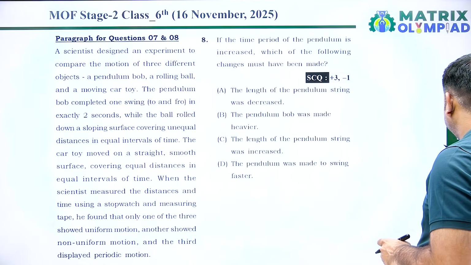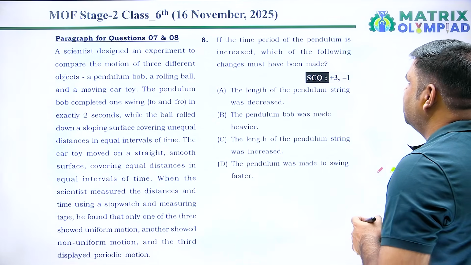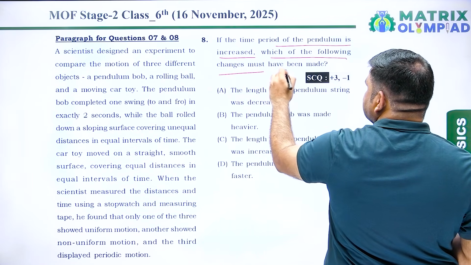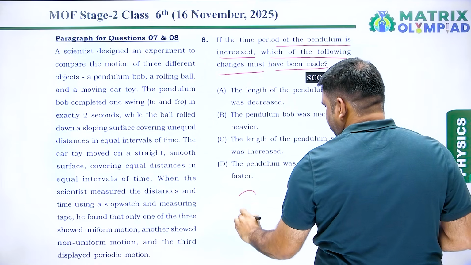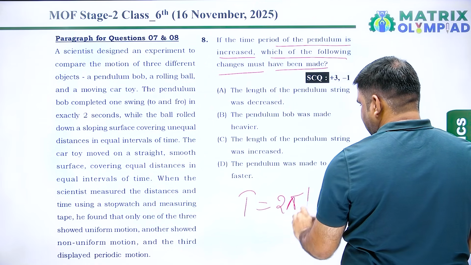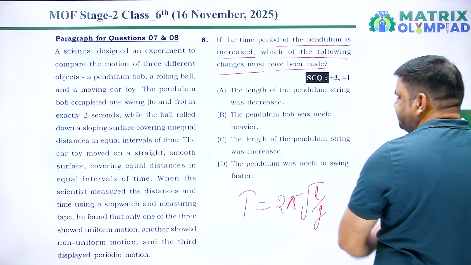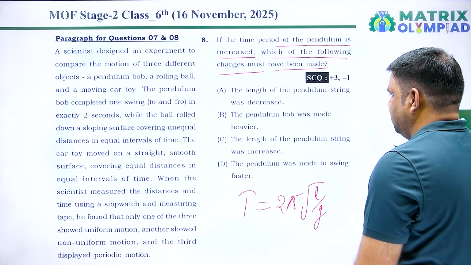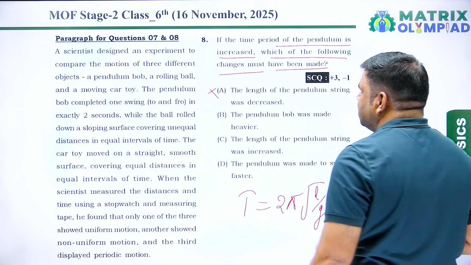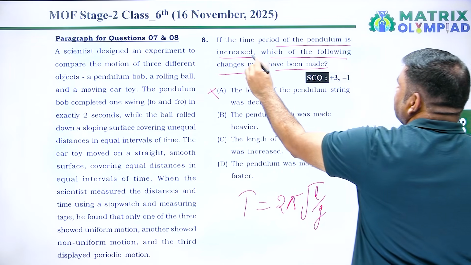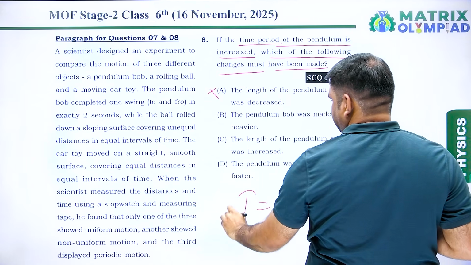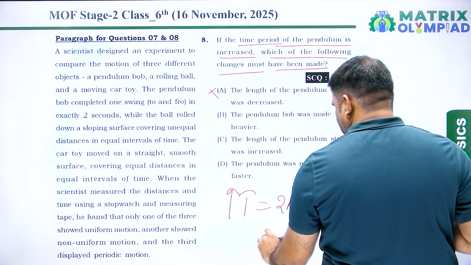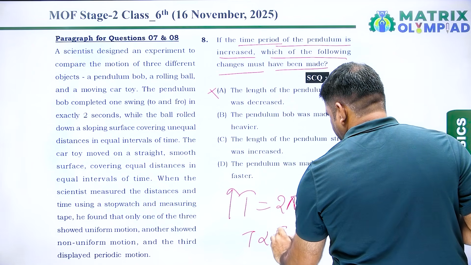That is question number 8. In question number 8, if the time period of the pendulum is increased, which of the following changes must have been made? Students, we know that the formula of time period is 2 pi under root L by g. Option A: the length of the pendulum string was decreased. No, that is incorrect, because we want to increase the time period of the pendulum. If we increase T, will the length of the pendulum decrease? No, T is directly proportional to under root L.